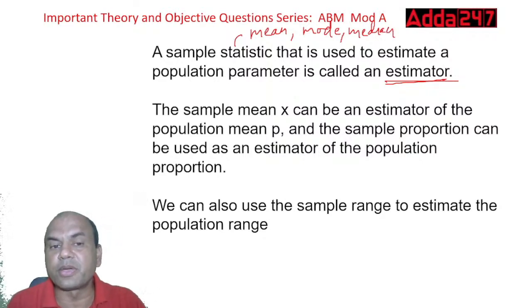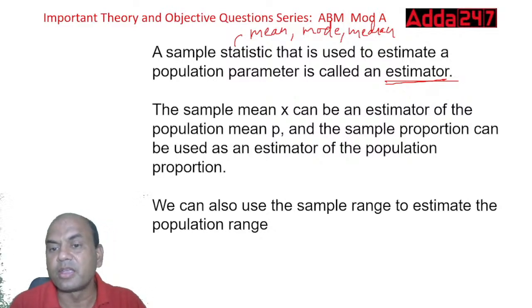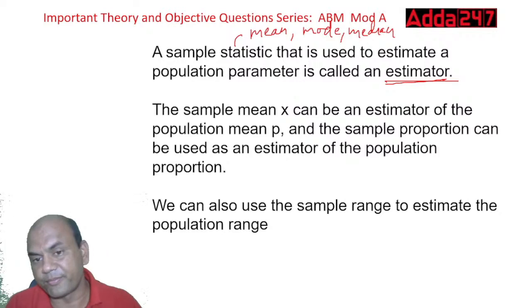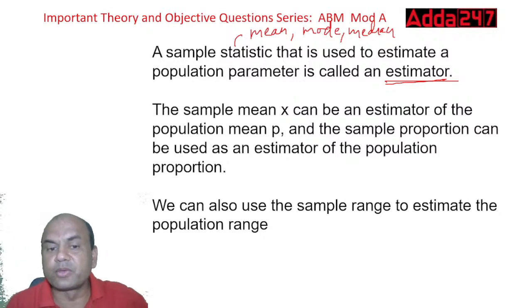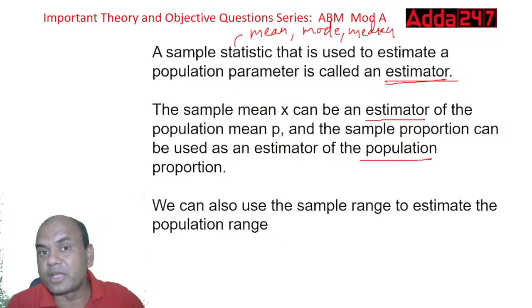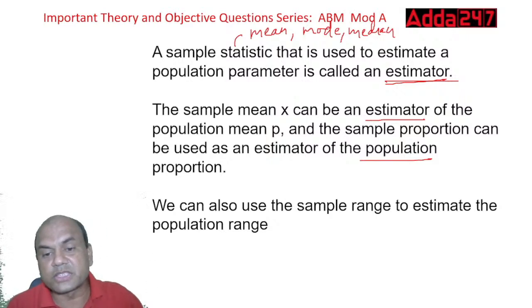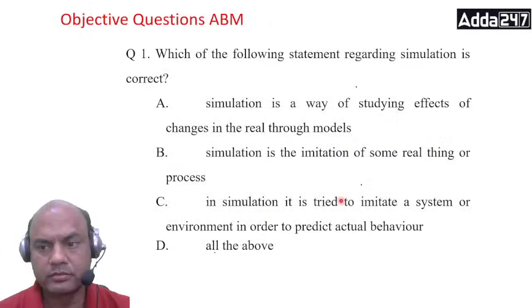That which is used to estimate a population parameter is called an estimator. The sample mean X can be an estimator of the population mean. And the sample proportion can be used as an estimator of the population proportion. So what does it mean? I'm calculating this mean from the samples and using it for the population. We can also use the sample range to estimate the population range.